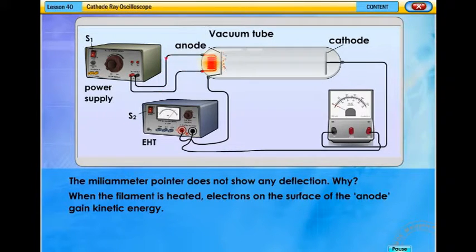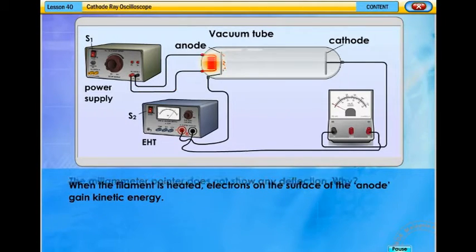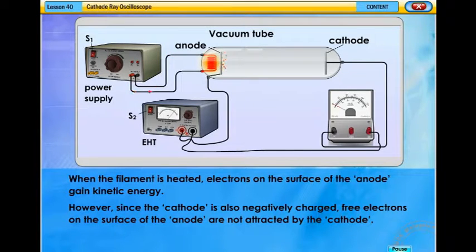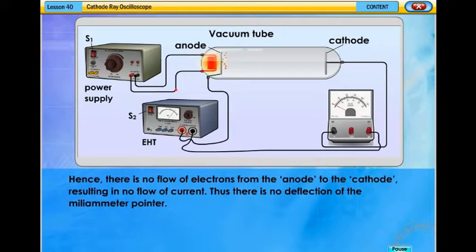When the filament is heated, electrons on the surface of the anode gain kinetic energy. However, since the cathode is also negatively charged, free electrons on the surface of the anode are not attracted by the cathode. Hence, there is no flow of electrons from the anode to the cathode, resulting in no flow of current. Thus, there is no deflection of the milliammeter pointer.